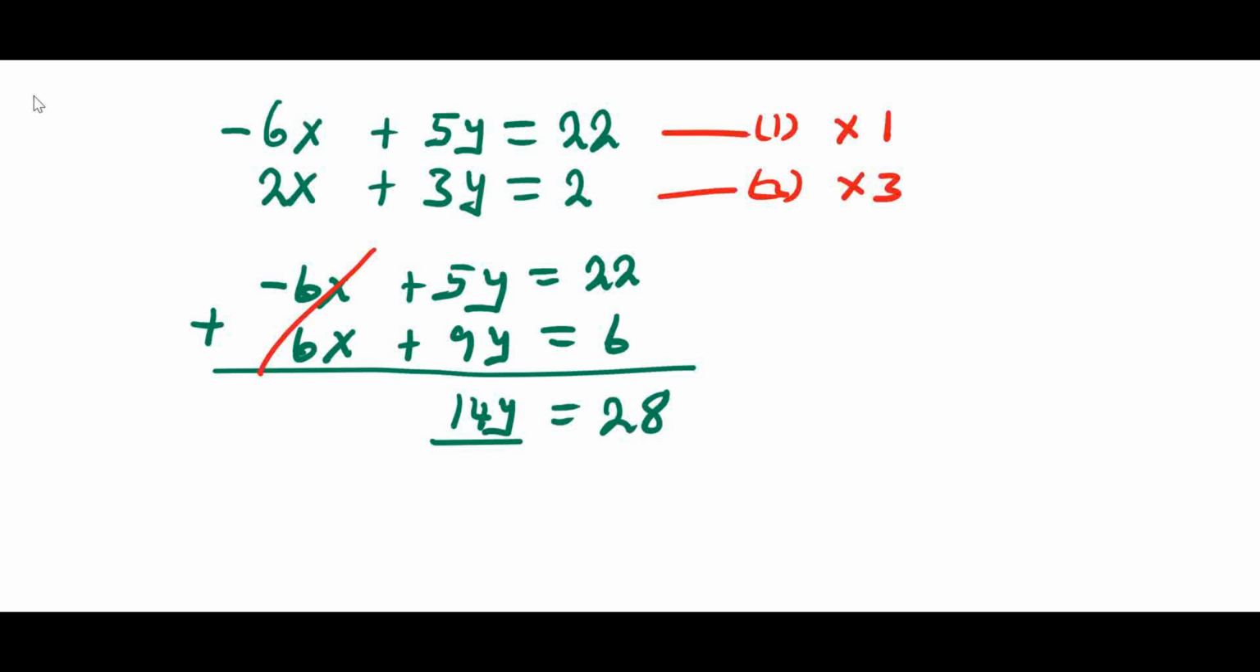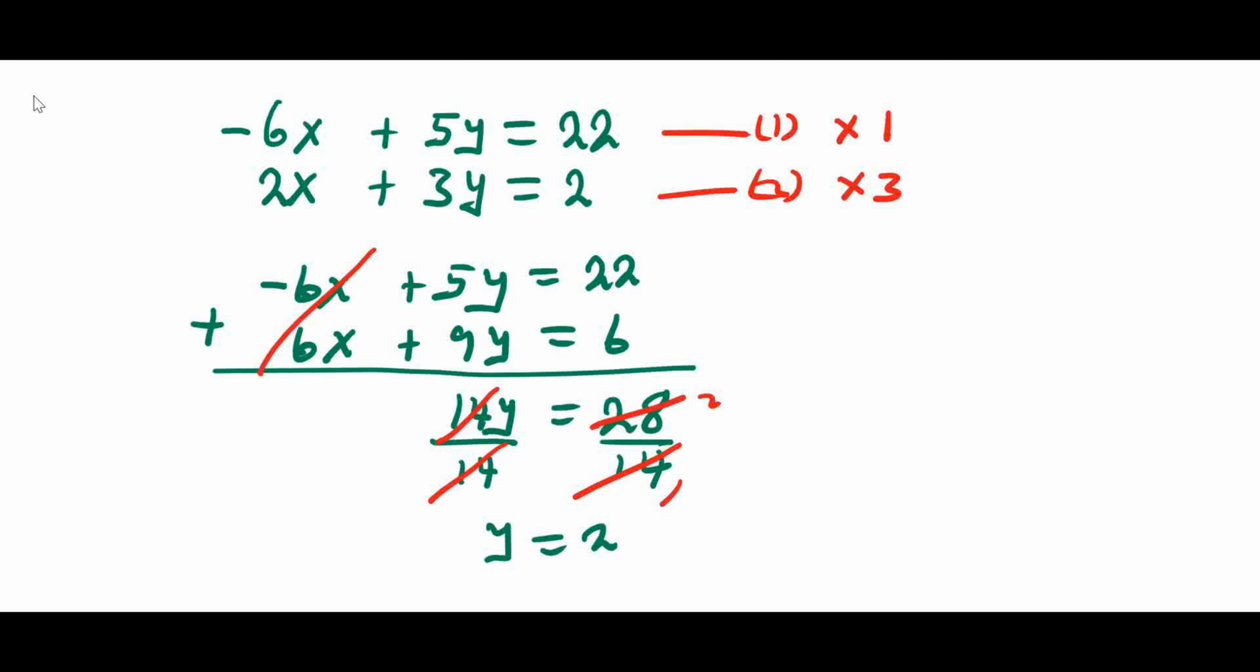So now we can divide both sides by 14. Divide both sides by 14, and 14 would cancel 14. 14 divided by 14 is 1, and 28 divided by 14 is 2. So y is equals to 2.